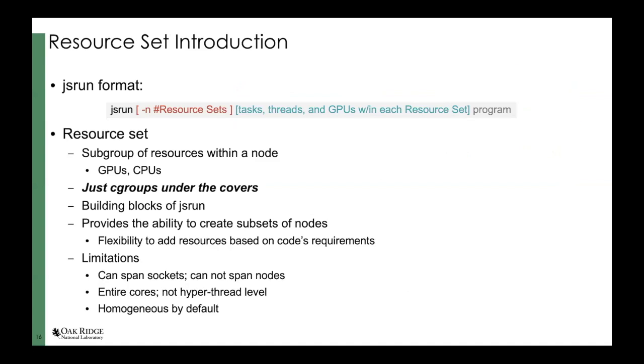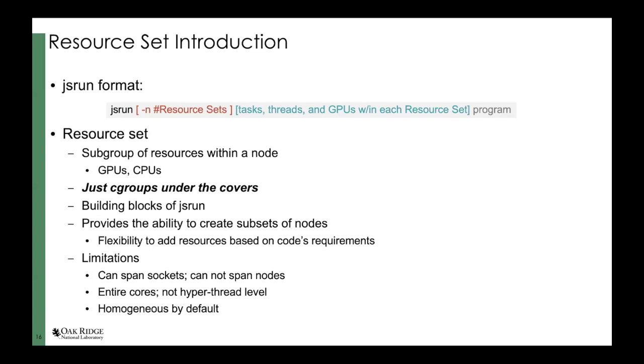So JS_run, as I mentioned earlier, is similar to srun and mpirun and aprun, but it is more different from those than, say, LSF is from the other schedulers. And one of the big reasons that it's different is this idea of resource sets.